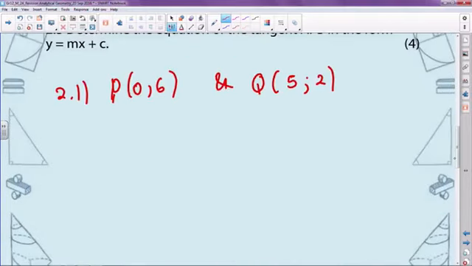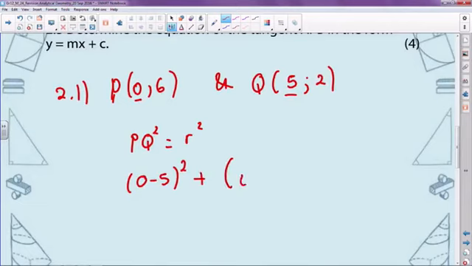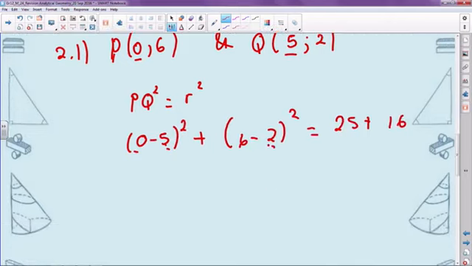So by the distance formula, we get PQ squared, which will then give us our radius squared, and that's going to be (0 − 5)² + (6 − 2)², just substituting into my distance formula. 0 minus 5 squared is negative 5 squared, which is 25, plus 6 minus 2, which is 4. 4 squared is 16. 16 plus 25 will give you 41. So your radius squared is 41.